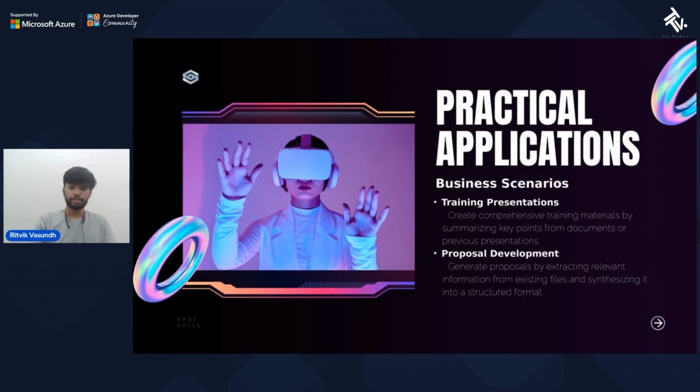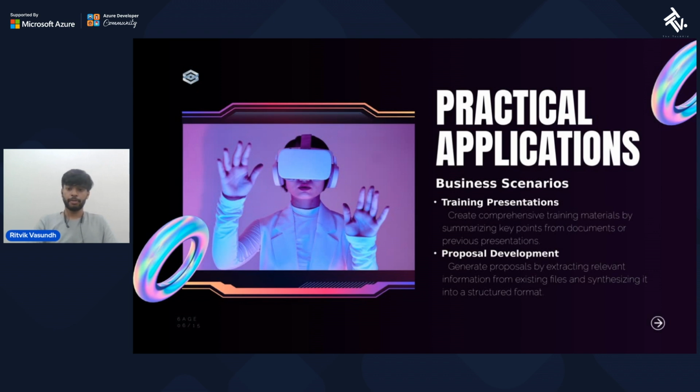Now, practical applications, business scenarios, training presentations. I would say some practical key implementations here. Now, particularly, it's business scenarios. So, how exactly in business scenarios? First point, training presentations. What it does is it helps you to create comprehensive training materials by summarizing key points from documents or previous presentations. Proposal development. Now, how exactly proposal development?